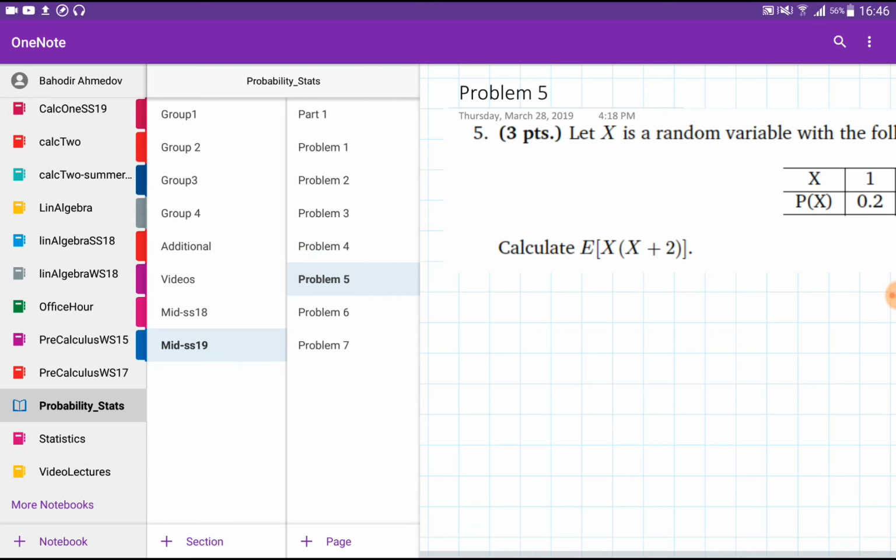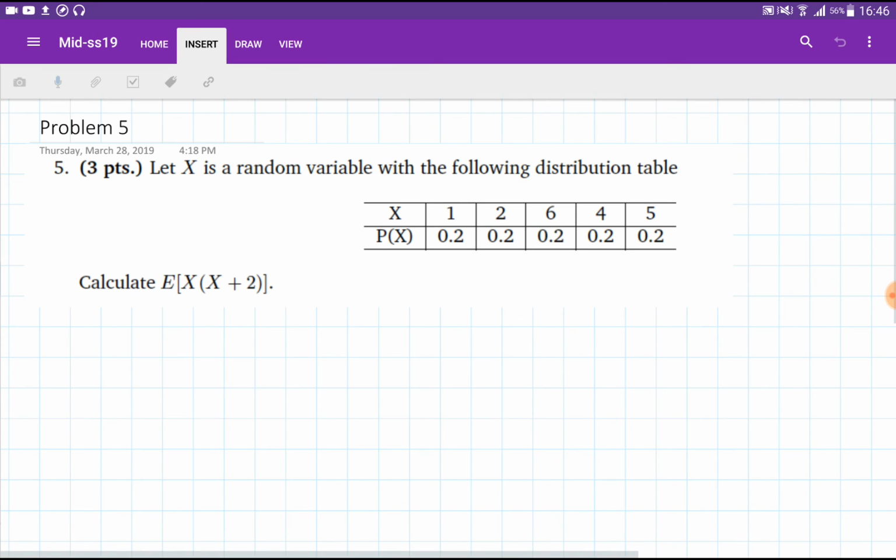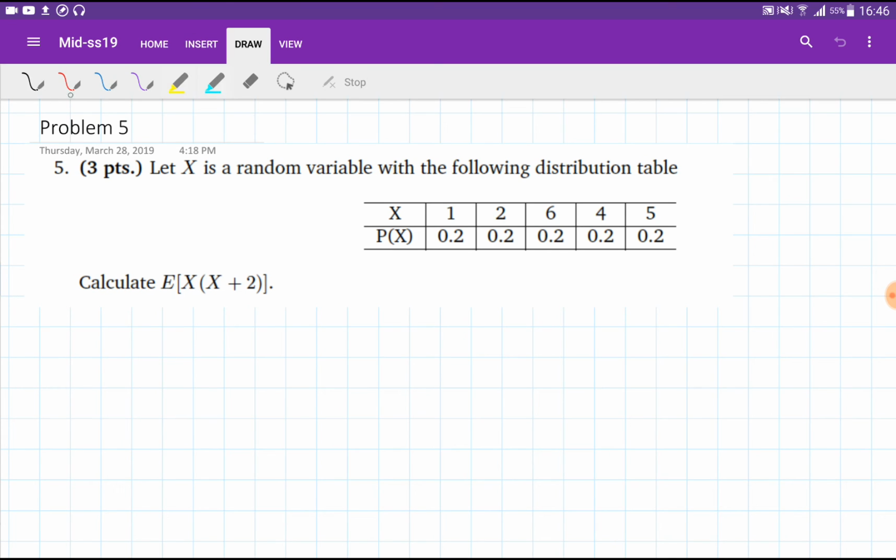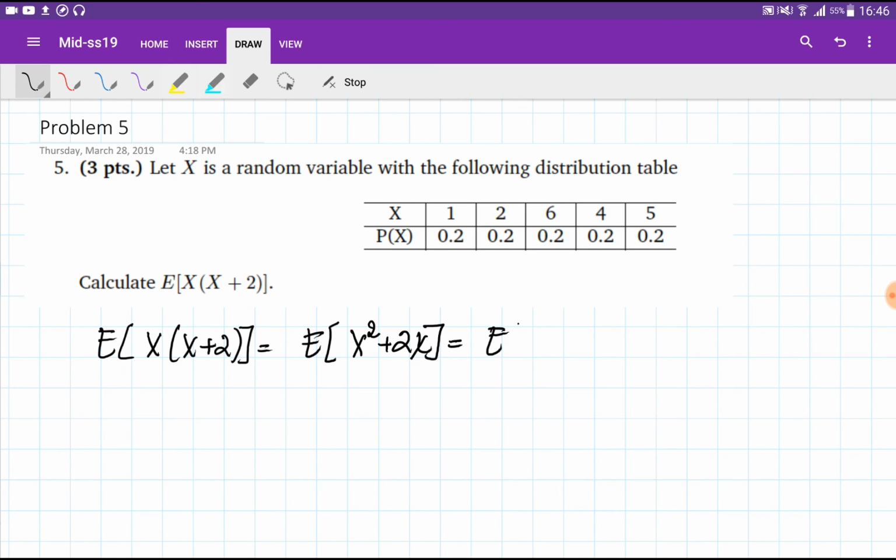Let's go to problem number 5. So this is a simple calculations problem. We're given the random variable with the following density function, distribution function. We need to simply calculate the expectation of x multiplied by x plus 2. So let me first of all open up the brackets inside the expectation. This will be x squared plus 2x, or simply the expected value of x squared plus 2 multiplied by the expected value of x.